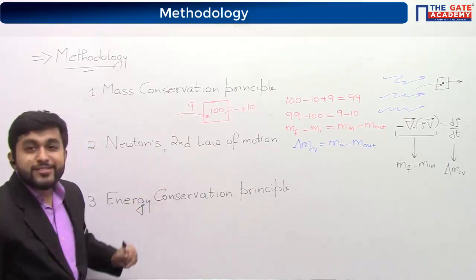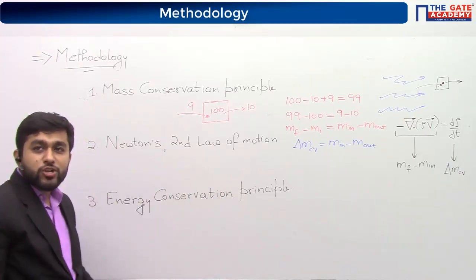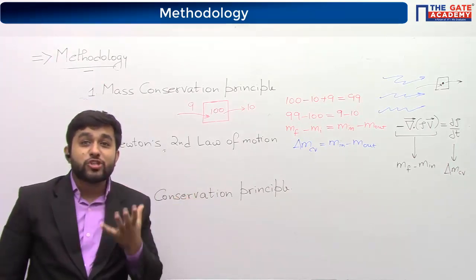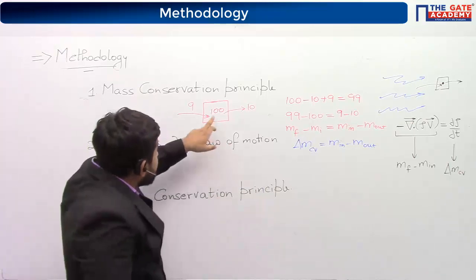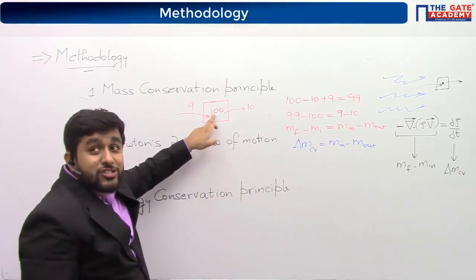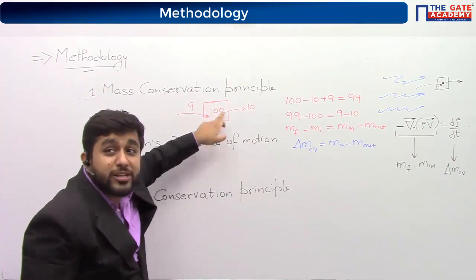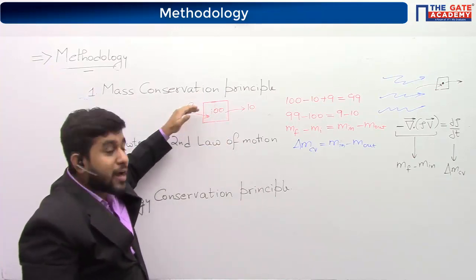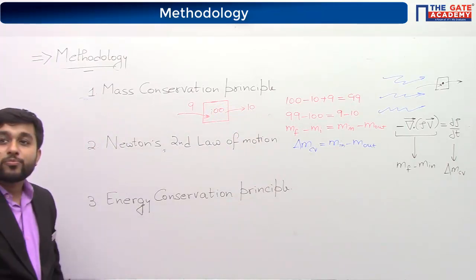So, Newton's second law of motion. When you write down Newton's second law of motion, final minus initial means change. Final length minus initial length, change in length. Final mass minus initial mass. Final toffees minus initial toffees is equal to change in number of toffees. Right? So this is a control volume. Mass is coming inside, mass is going outside. So change in mass of control volume.